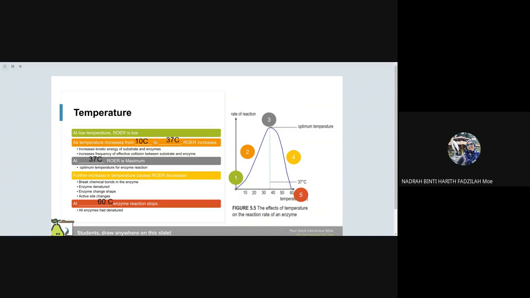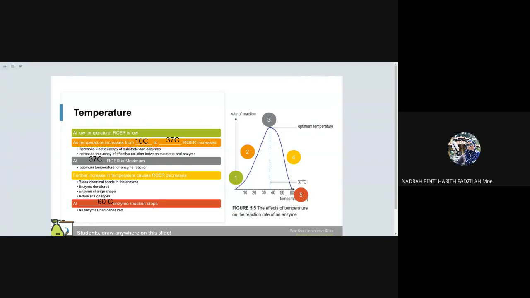So itu jugalah yang berlaku kepada substrate dengan enzyme. Bila suhu bertambah, tenaga haba bertambah, therefore the substrate and enzyme molecules move faster, indicated by the increase in kinetic energy. So, bila kinetic energy increases, when the substrate and enzyme move faster, they will collide with each other more frequently. Lagi cepatlah kebarangkalian, lagi tinggilah kekerapan untuk substrate dengan enzim ni berlanggar.